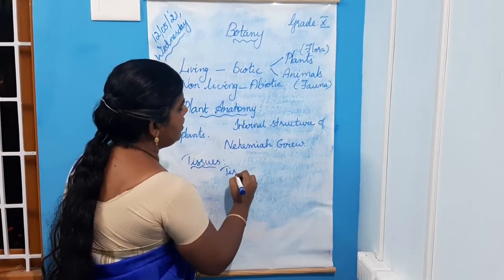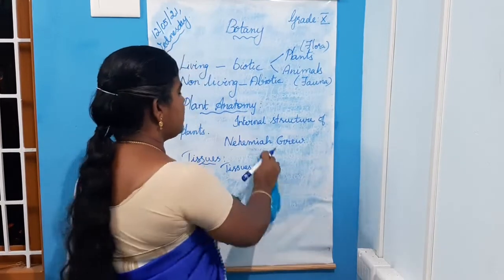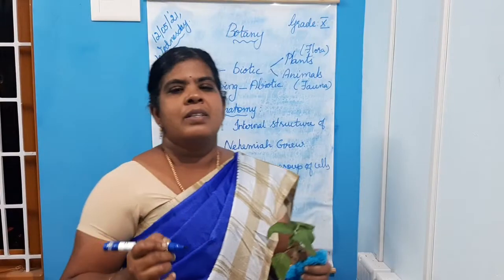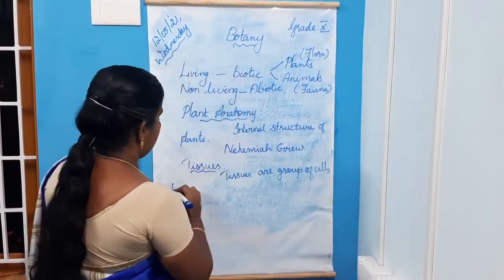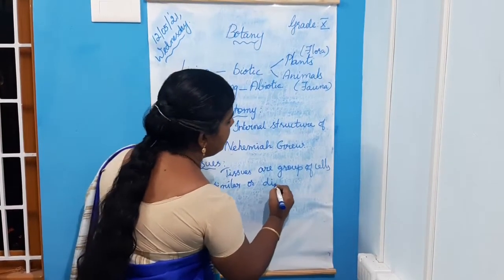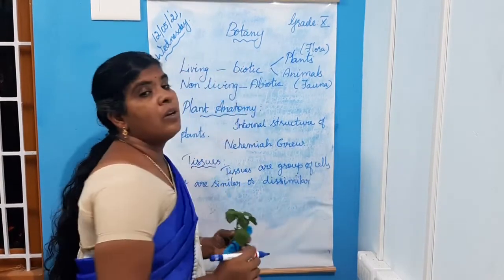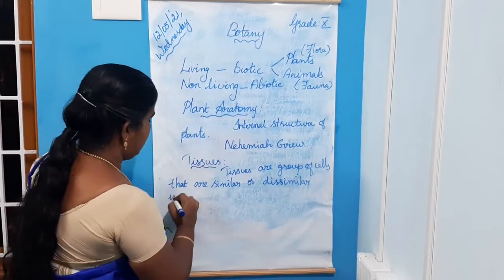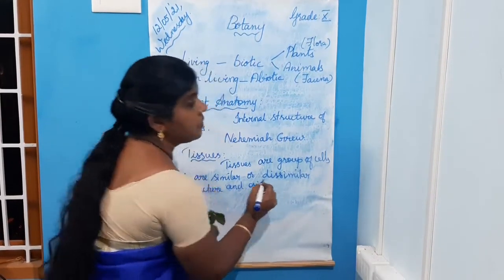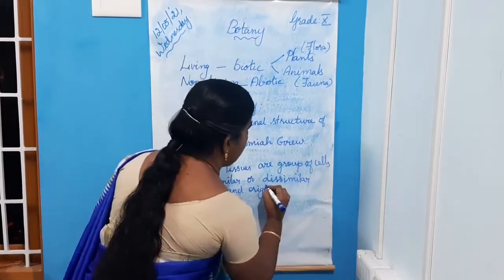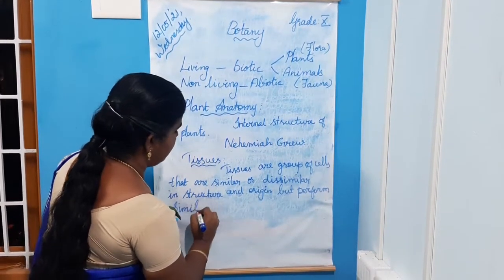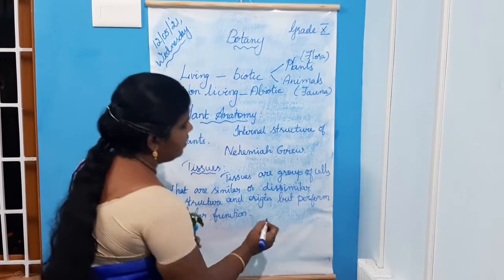Tissues are groups of cells which are similar or dissimilar in structure and origin, but perform similar function. Okay, so you must know what a tissue is.